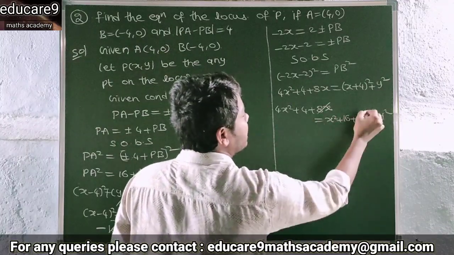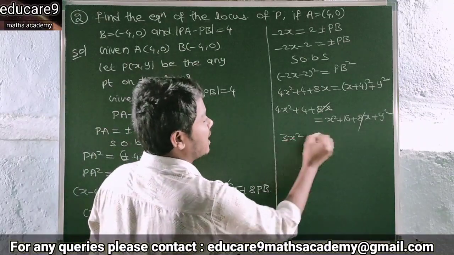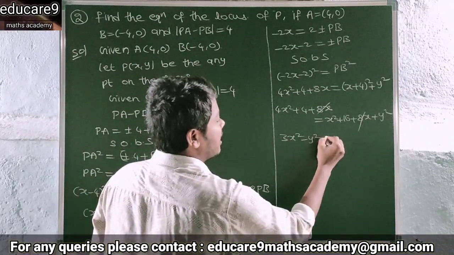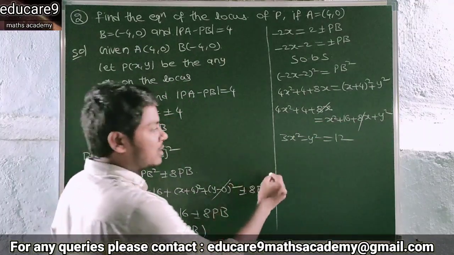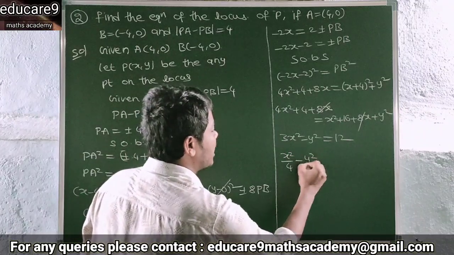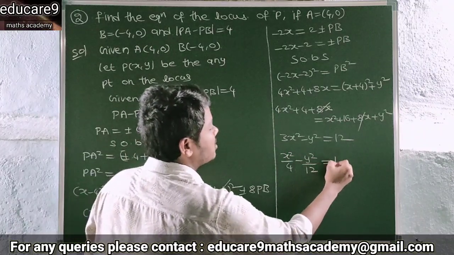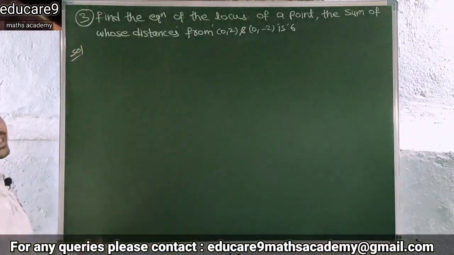So clearly 8x gets cancelled. 4x square minus x square is 3x square, and minus y square, 16 minus 4, that is 12. So divide by 12, you will get x square by 4 minus y square by 12 is equal to 1. So this is the required locus of P. So see the next question.